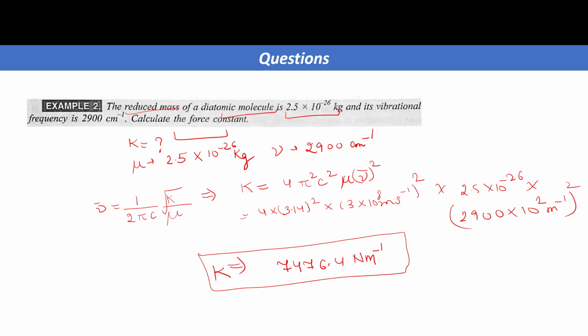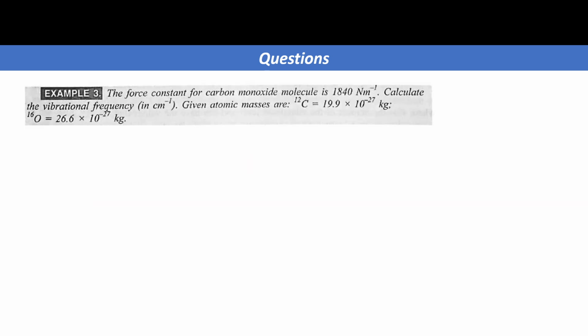Now let's solve the next question. Here you have been given the force constant for carbon monoxide, it is 1840 N m inverse. Calculate the vibration frequency in centimeter inverse, given the atomic masses: the mass of carbon is 19.9 into 10 raised to minus 27 kg, while the mass of oxygen is 26.6 into 10 raised to minus 27 kg.